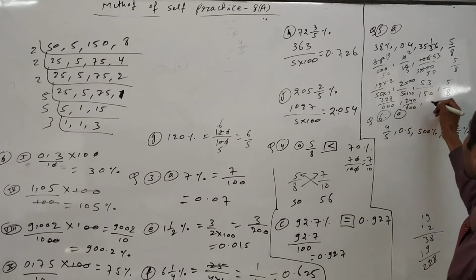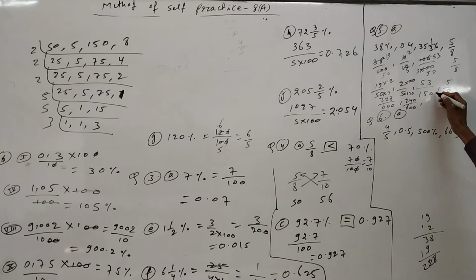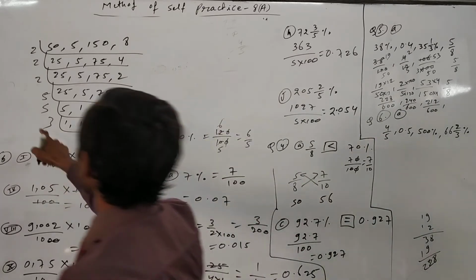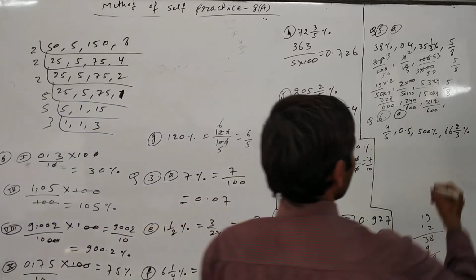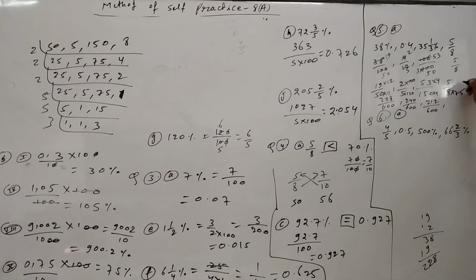Now this next one, 53 upon 150. We have to multiply by 4 here and here. 4 times 3 is 12, carry 1, 20, so 212 upon 600. Again, which number do we multiply by for 8? We have to multiply by 75 here, then it will become 600. 75 times 5 is 375, so 375 upon 600 will come.